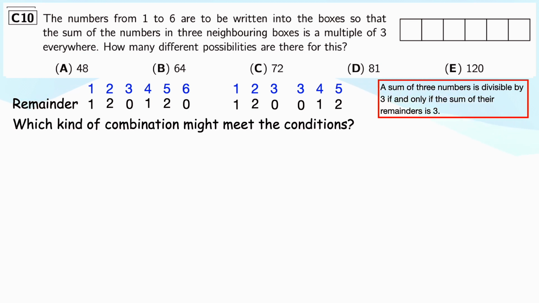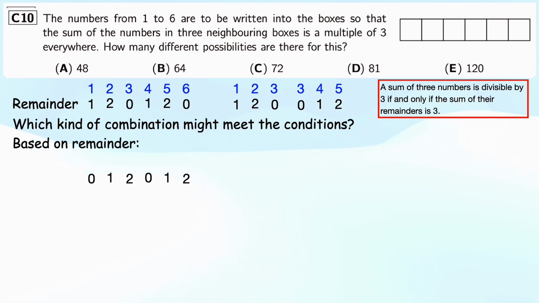So, which kind of combination might meet the conditions based on the remainders? We can list all the possible sequences of remainders. Just 0, 1, 2, 0, 1, 2. They are always repeating. We start from 0 so that we don't miss any numbers. So 0, 1, 2, and 0, 1, 2. They will meet the condition.